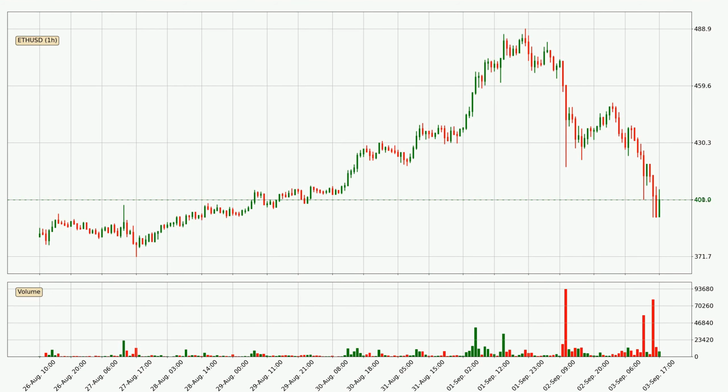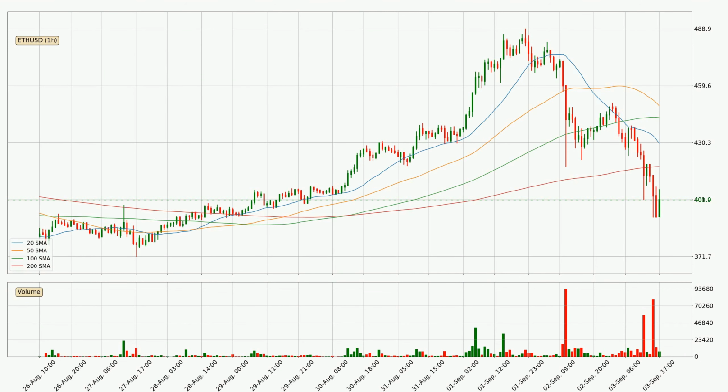Looking at the Ethereum hourly time frame, the price moved quickly to the downside with around 8.4% in the last 24 hours, with a current price of 401. The volume was also high, showing that this move was strong and the sellers are taking over. Looking at the hourly simple moving averages, for this time interval, the current price is below all of the simple moving averages, which looks bearish, and you should keep an eye on the closest SMA.